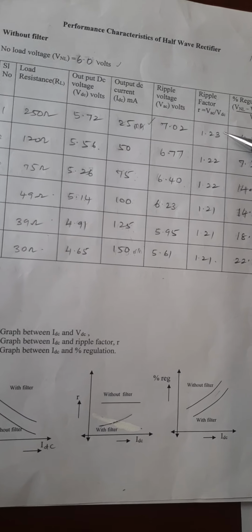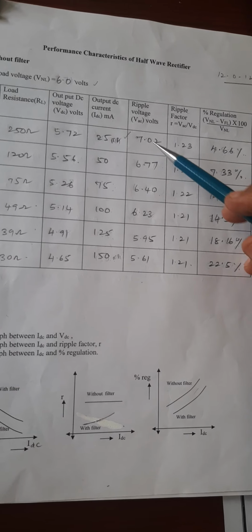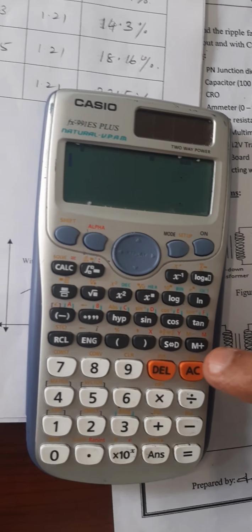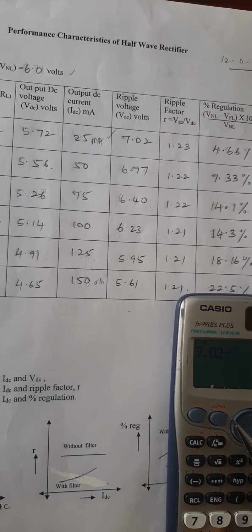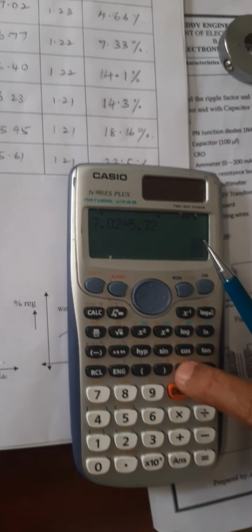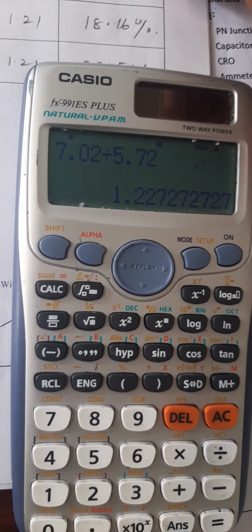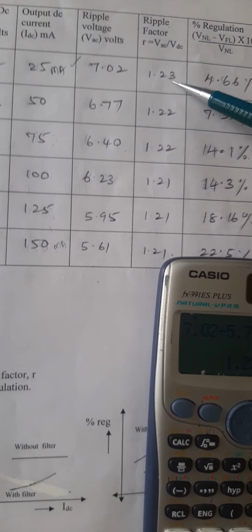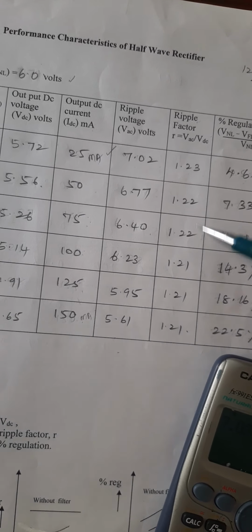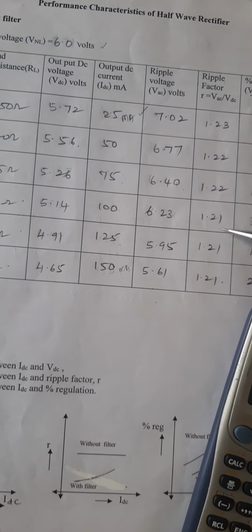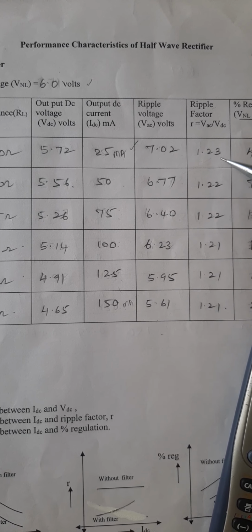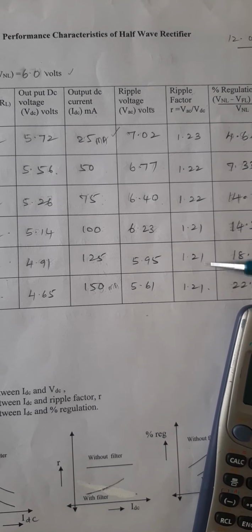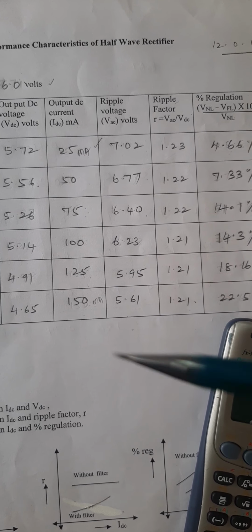And now we go for the ripple calculation. This ripple is nothing but VAC by VDC, that is 7.02 divided by 5.72. One value I will show you. You can see here the value is 1.227. So I noted 7 is higher compared to 2, I put 1.23. Similarly, you have to calculate for all the other values. You can notice here it is almost constant, 1.23. A meager value has decreased, up to 1.21. So nothing is changed in this one. The ripple is from 1.23 to 1.21 when you go from 25 milliamps to 150 milliamps.